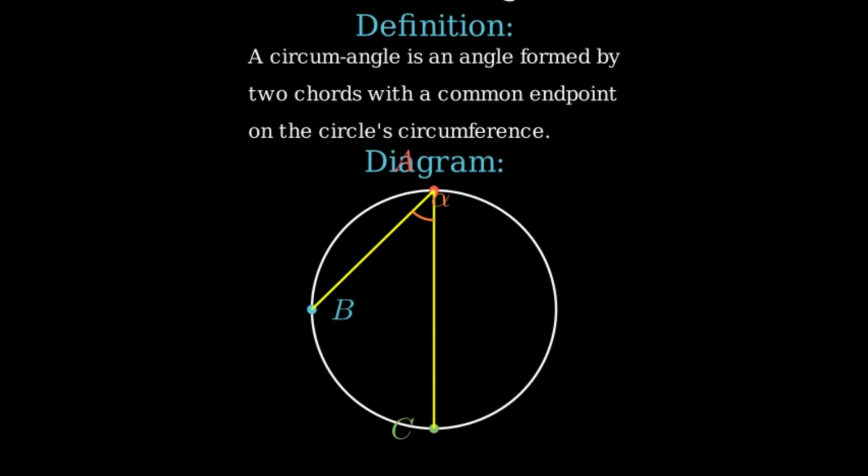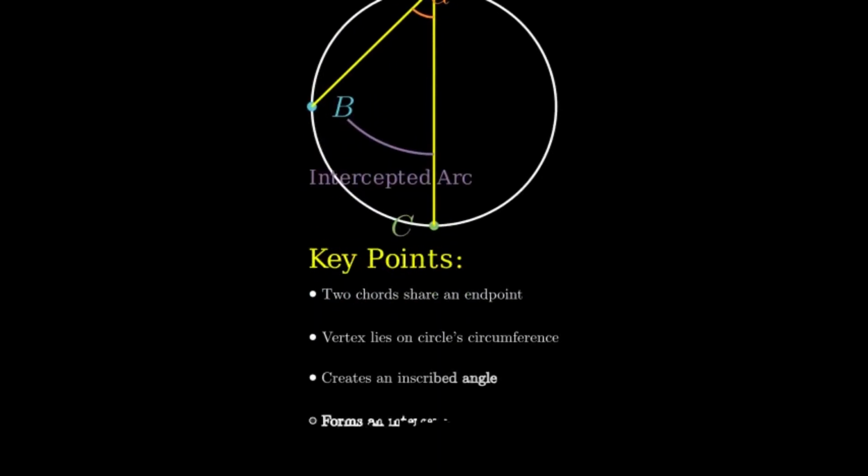The arc BC that lies between the endpoints of the chords is called the intercepted arc. Notice how the circumangle is inscribed in the circle, with its vertex always lying on the circle's circumference. To summarize, a circumangle is formed when 2 chords share an endpoint on the circle's circumference. The angle created at this endpoint is the circumangle, and the arc between the other endpoints is the intercepted arc.